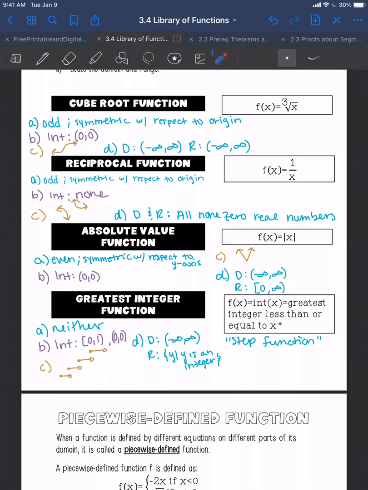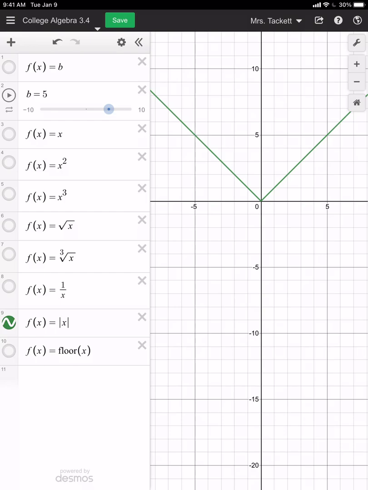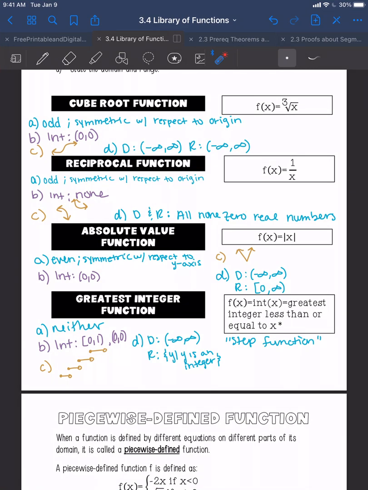The absolute value function makes a V shape, so it is symmetric with respect to the y-axis, so it's even. It does have a y-intercept at 0, 0. And its domain is all real numbers, so you can plug in any x value, but our range, it turned at 0, 0, so our range is from 0 to infinity.